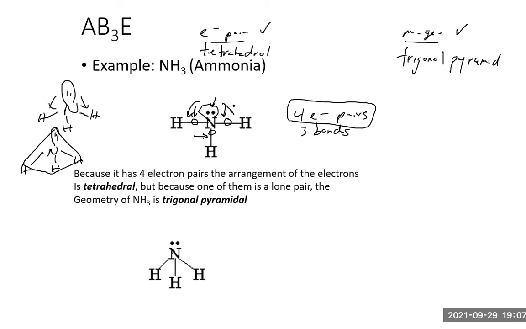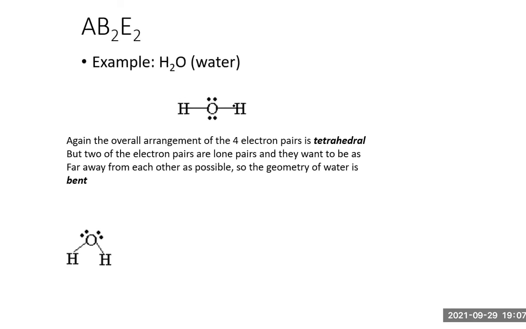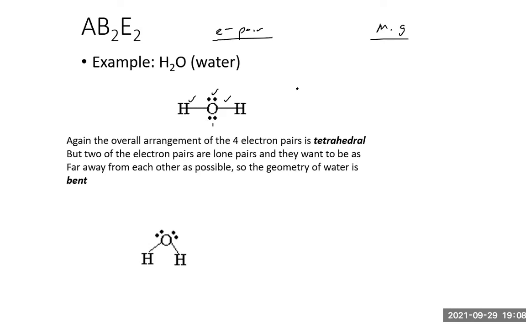The last geometry that you need to know for this class is something like water. In water, we look at our electron pair geometry name and our molecular geometry name. Water has 1, 2, 3, 4 electron pairs around the central atom. It has 1 and 2 bonds. Again, with 4 electron pairs, it is tetrahedral as the electron pair geometry.